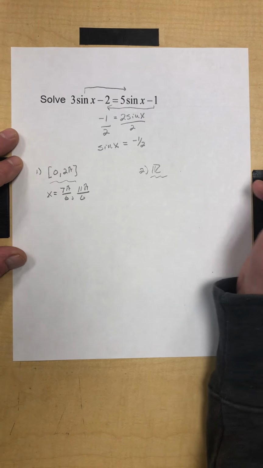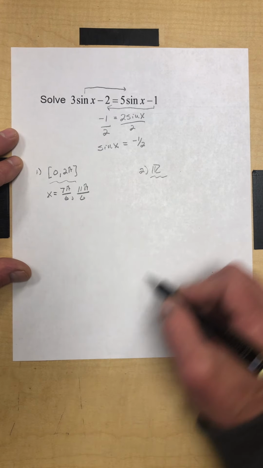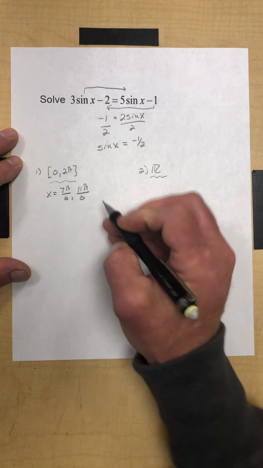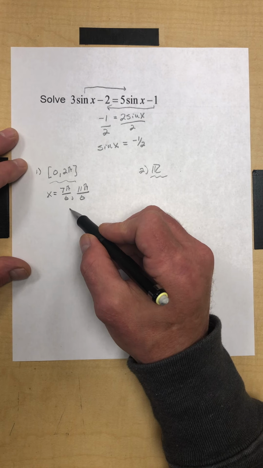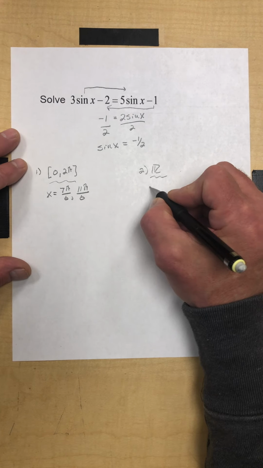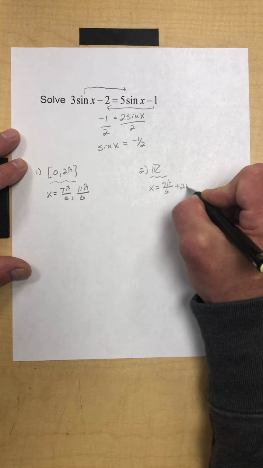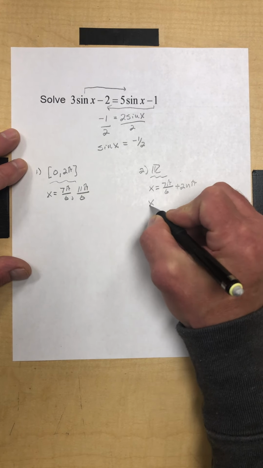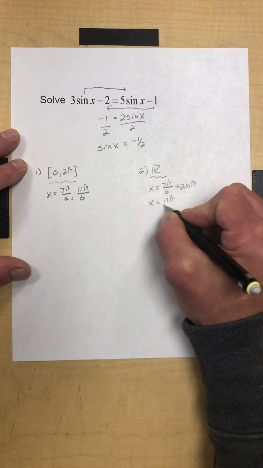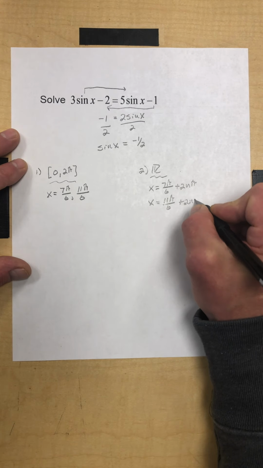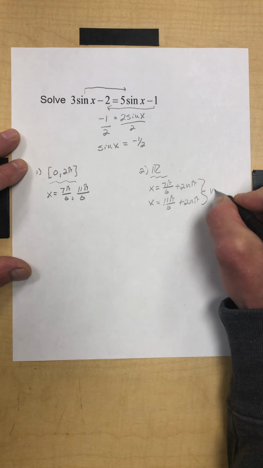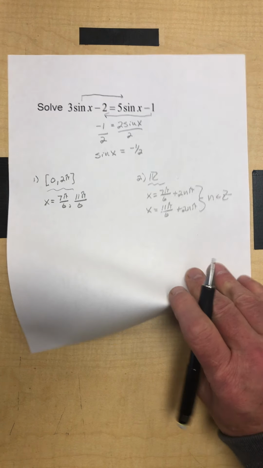But if I solve on the set of real numbers, remember I can just keep rotating around. So all I have to do is add even multiples of pi, that's it. So x could be 7 pi over 6 plus 2n pi, or x could be 11 pi over 6 plus 2n pi, where obviously n is any integer. Okay, that one wasn't too bad. Let's get rid of that one.